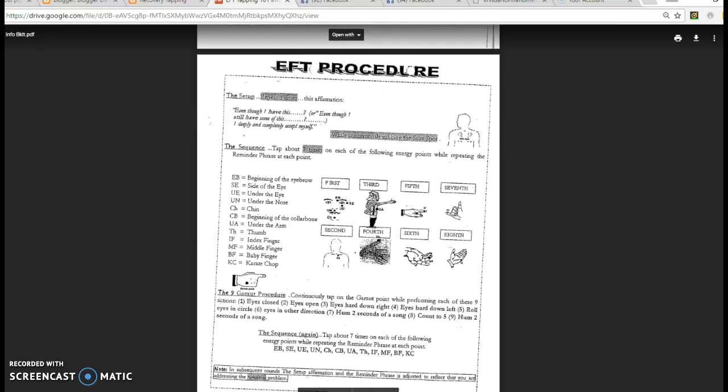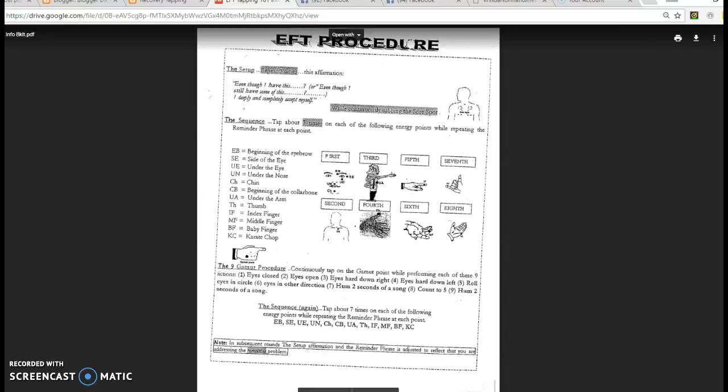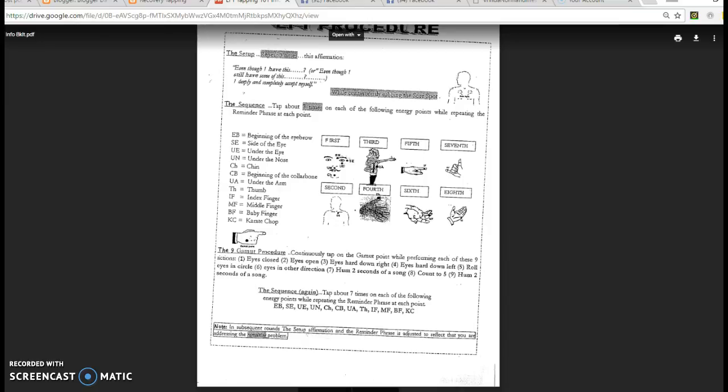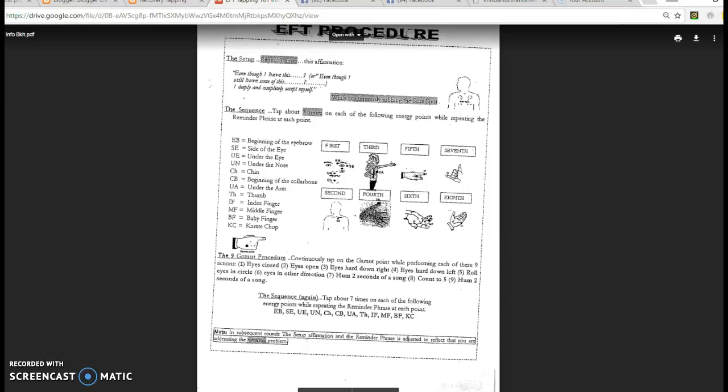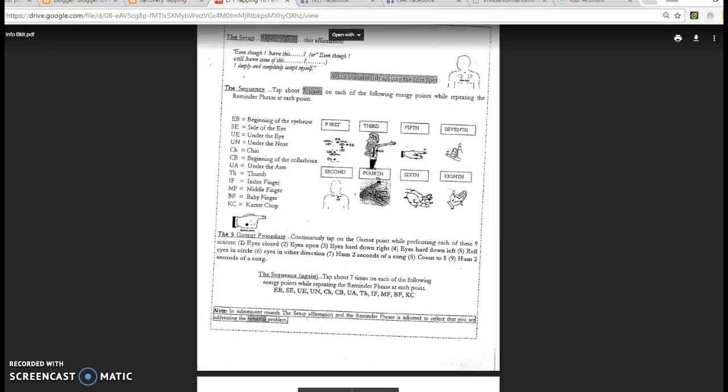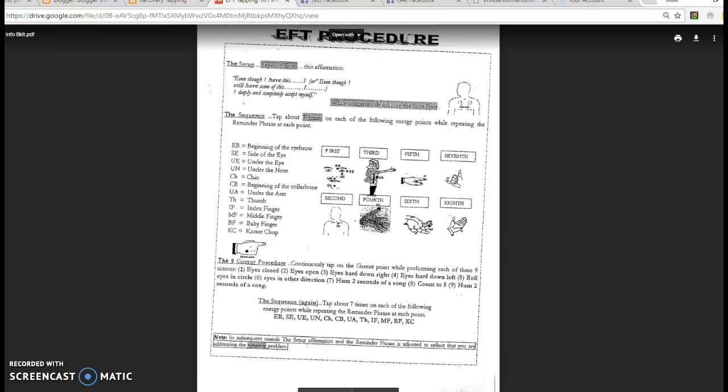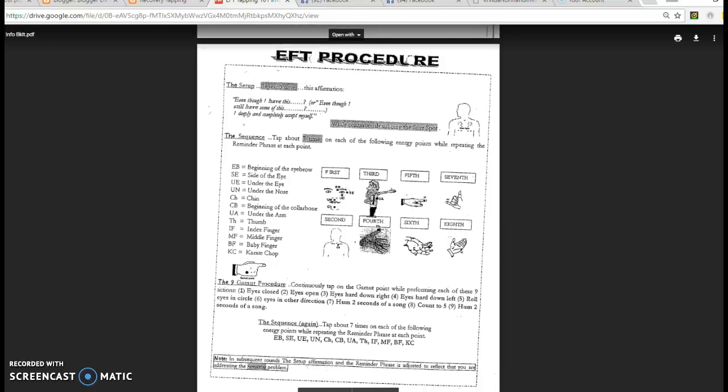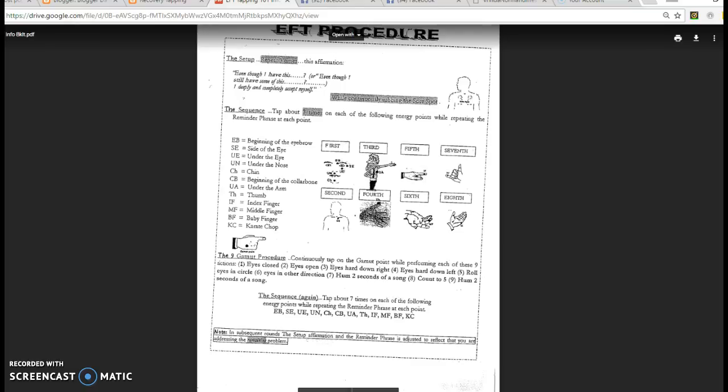And this is the EFT procedure on a page with little diagrams of where the points are. It's just one I found years ago. I've been using it probably since 2002. I don't remember where I got it. It might even be from Gary Craig's emofree.com, where he first put out the free book for EFT. It looks like his diagrams, but I usually throw that in for people.